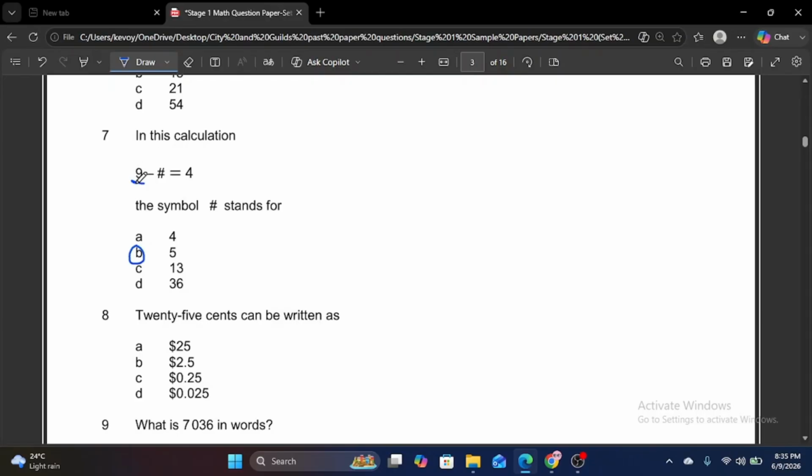This right here, it's a 9, and we can apply the same principle. This is a positive 9. So if I move it over the other side of the equal sign, it's going to change it to negative 9, right? So if you have 4 minus 9, that's going to be negative 5.